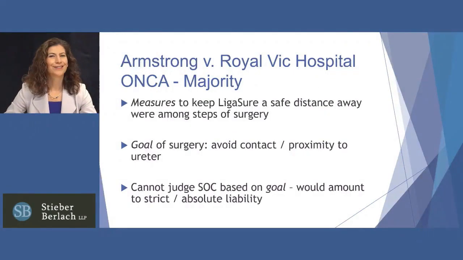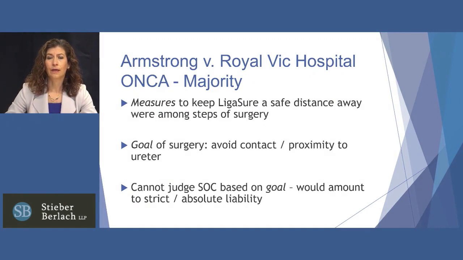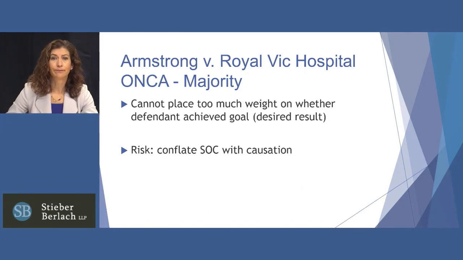And there's a lot of talk in this decision about measures and goals. So the measures in this case were the steps that the surgeon took to keep the ligature a safe distance away. The goal of the surgery was to avoid getting too close to the ureter. And the majority said you just can't judge the standard of care based on the goal, because that would amount to strict or absolute liability. Again, that's requiring a standard of perfection, and that's just not the standard by which we measure professional negligence.